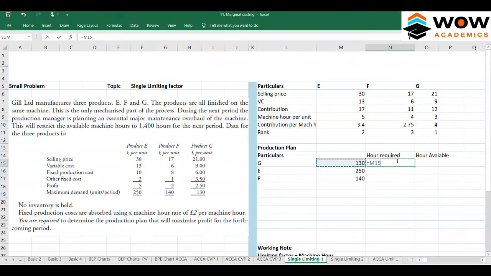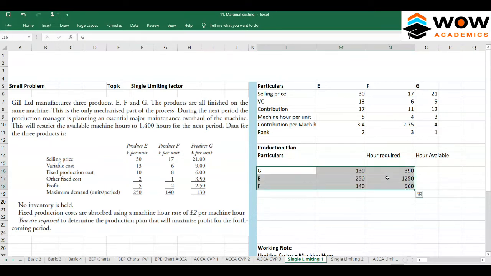130 units into how many hours it will take. I think we have found out G takes 3 hours, so this is 390. E takes 5 hours, and F takes 4 hours. Okay, so you can multiply that. So this is the total hours available. Okay, hours required. So we have to find out what's the hours available.